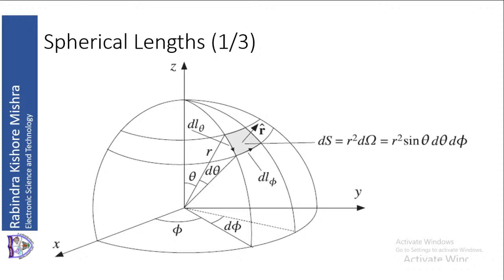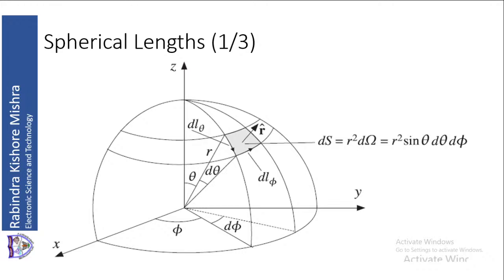Then let us come to the spherical length. Like linear length, if we consider a Cartesian coordinate system, there the length is linear. But if you consider a spherical coordinate system, then the length will be on this sphere. So on this sphere, the length will be spherical, it will not be linear.